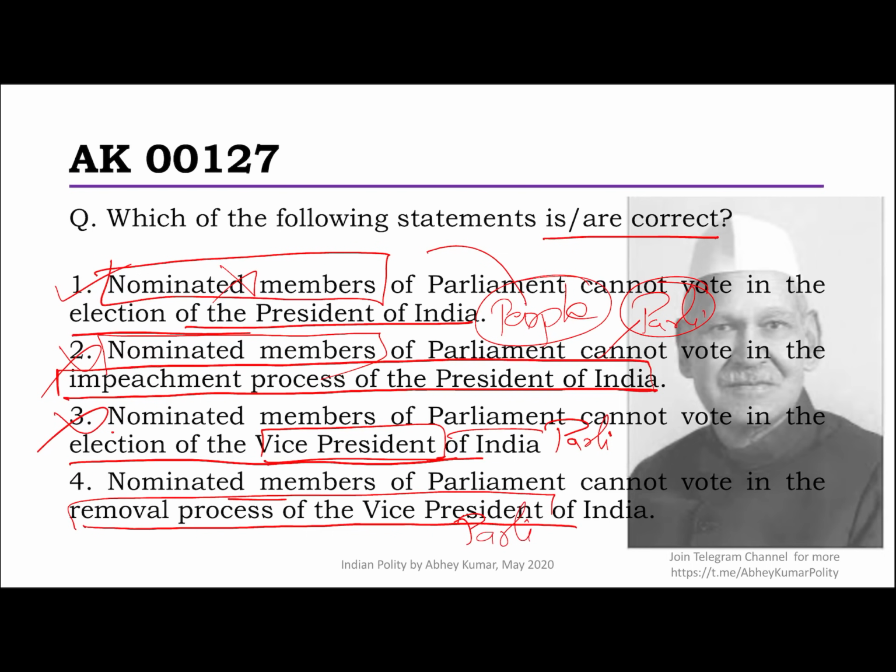Okay, so understand this. Many people ask this question a lot of the time: sir, why are nominated members not allowed to vote for the president, but they can participate in the impeachment? See, these are two different processes, and the concept behind them is different, right? So the Vice President's removal is also done by the Parliament of India, hence all members vote. So this is also wrong. Only one of the statements is correct. I'm very happy to see that a good number of you could answer this question.